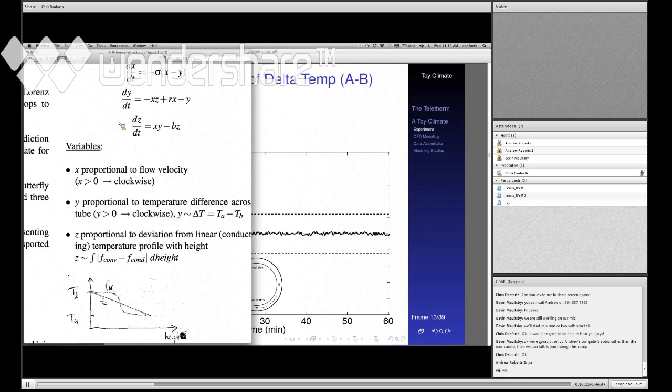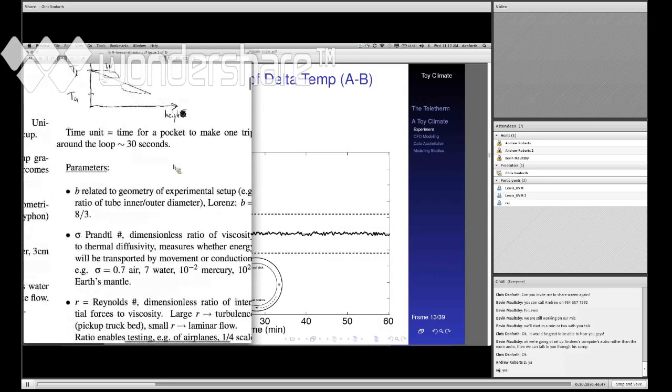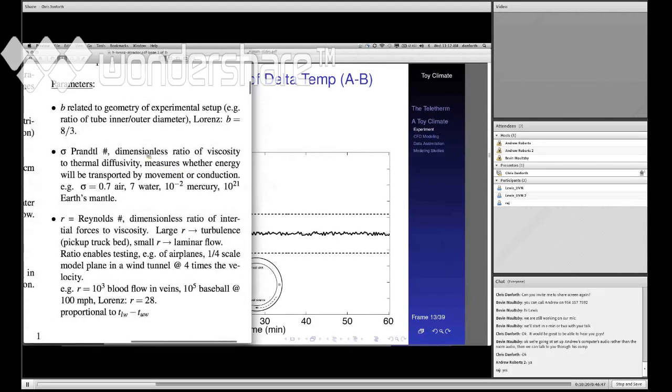So those are the three variables, x, y, and z, and there are parameters that we ought to at least mention. In the Lorenz equations, you have a geometric parameter b related to the aspect ratio of the loop. In our case, I think the inner radius is 1/30th of the outer radius. It's about a meter or half a meter radius loop. The Prandtl number is the dimensionless ratio of viscosity to thermal diffusivity. That measures whether things are being transported more by this movement or by the conducting of the energy. So how is the energy getting moved around?